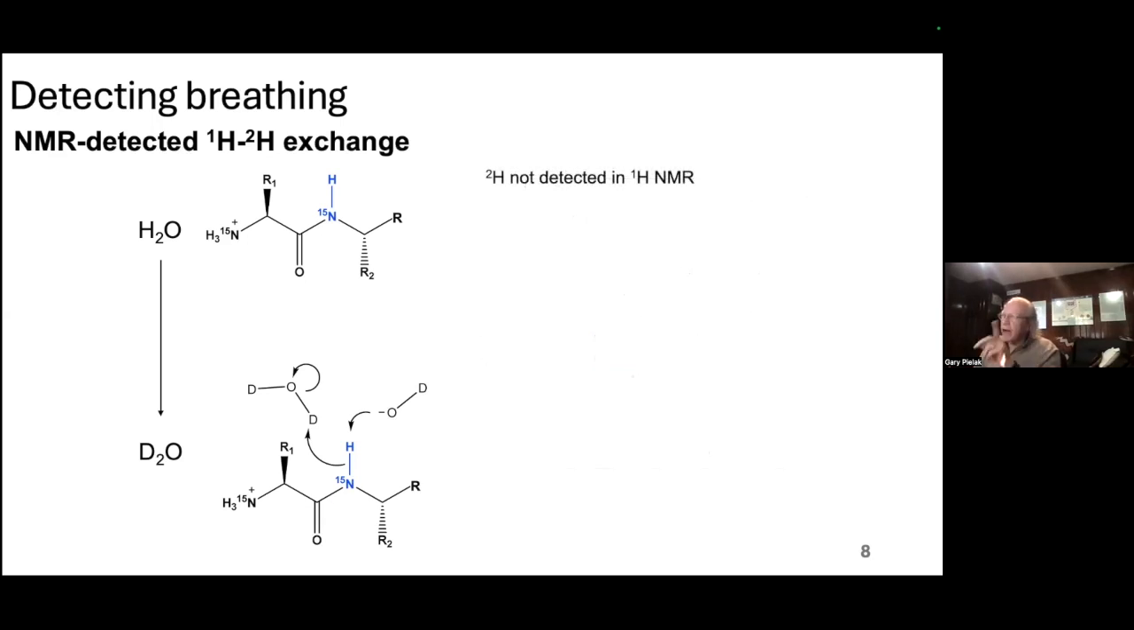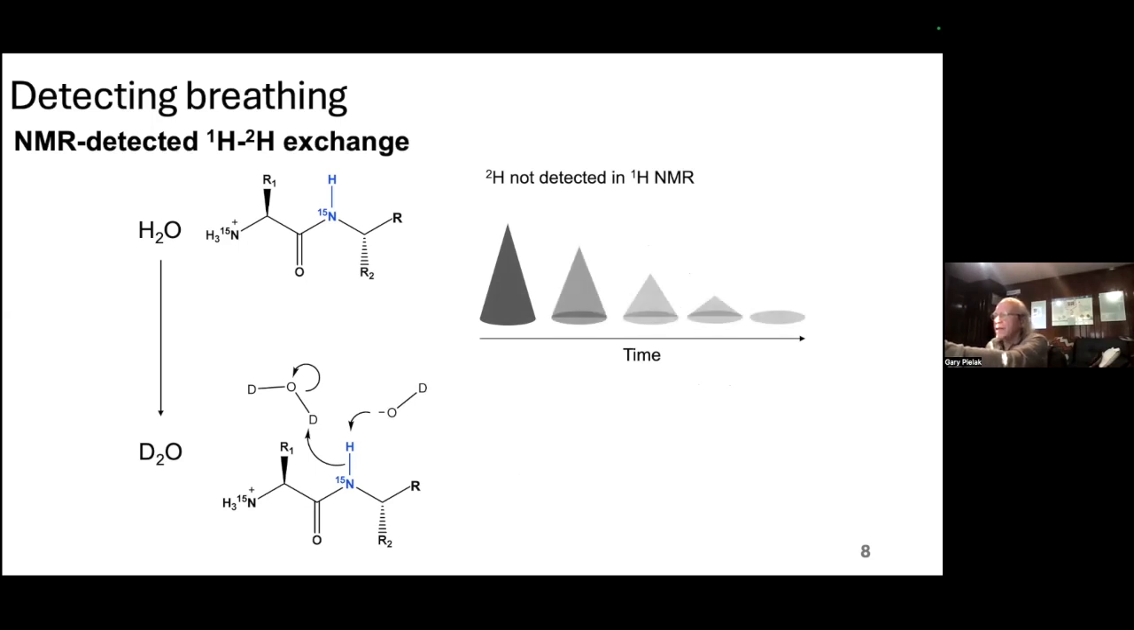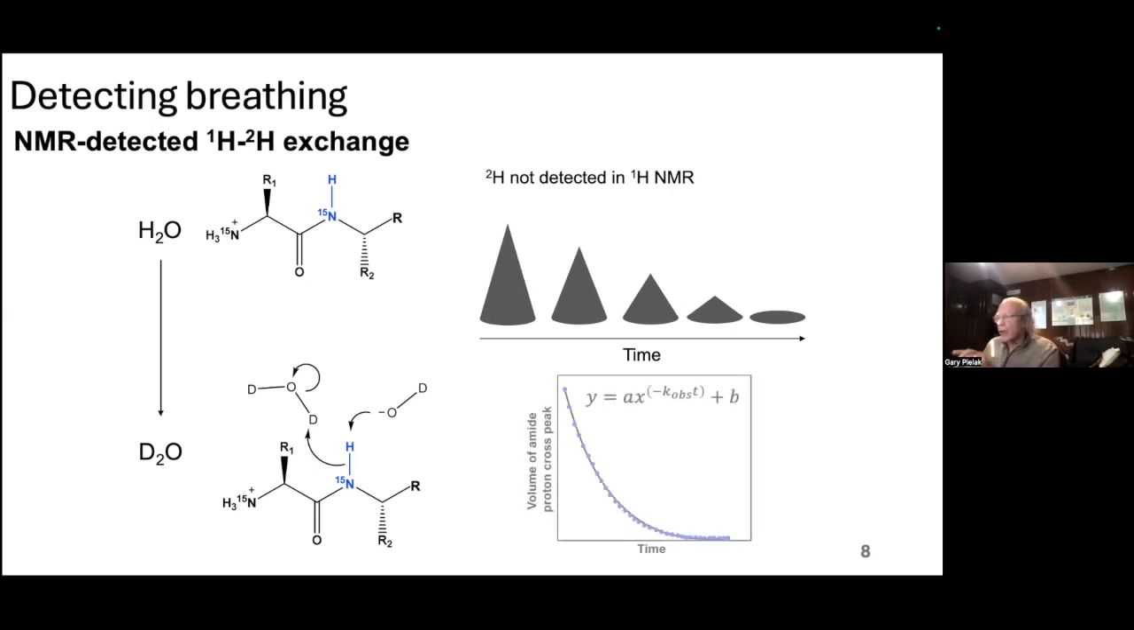Now, deuterium is not detected by proton NMR. So that means if we collect serial HSQC spectra, one after another, after we transfer into D2O, what we see is the volume of those cross peaks goes down. Now, we get this information for every cross peak in the spectrum, so that we can plot the volume of the cross peak as a function of time for every residue we can observe.